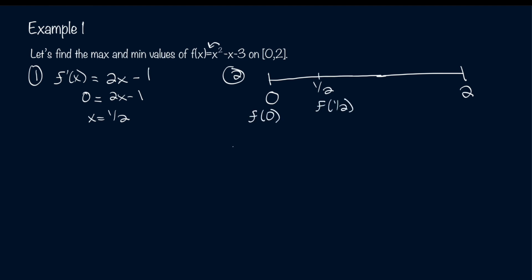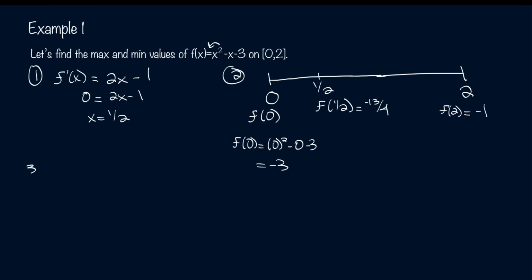So f of 0, I will show you f of 0. We're just plugging in 0 squared minus 0 minus 3, we get negative 3. And then for these, I'll just give the number. It's going to be negative 13 over 4. And then f of 2 is going to be equal to negative 1.